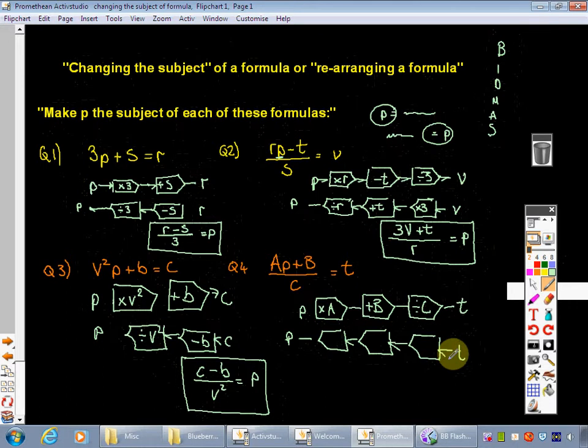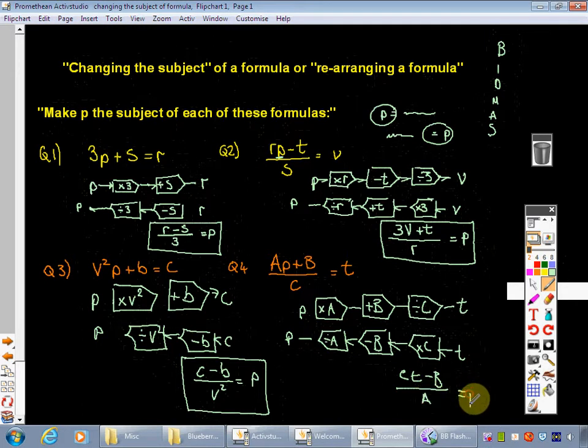Alright then. T, opposite or inverse of divide by c, is to times by c. The inverse of add b is to subtract b. The inverse of multiply by a is to divide by a. Let's write out what we did. T times by c. Now a quick way to that is to write ct. C times by t is ct. Subtract the b. Divide all of that by the a. And that will of course equal p.